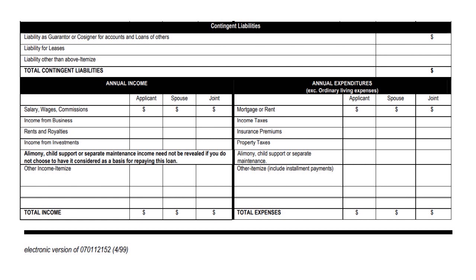And you want to go now for the income statement. So the annual income, you put it in one column, everything from salary, wages, commissions, rents and royalties, all that kind of stuff, and then your expenses. So you total everything. So you have total income and total expenses. And you do the same thing for yourself and your spouse and for the joint. So for both people, okay? And when you subtract your expenses from your income, then you have your net income, your disposable income.